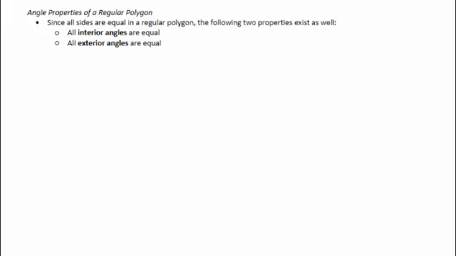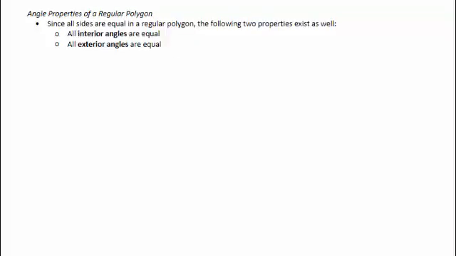Two important properties that go hand in hand with a regular polygon are the following. Since all sides are equal in a regular polygon, the following two properties exist as well. First of all, the interior angles will always be equal in a regular polygon. Secondly, all exterior angles will always be equal in a regular polygon. Knowing this, let us now work on a few examples applying this knowledge.